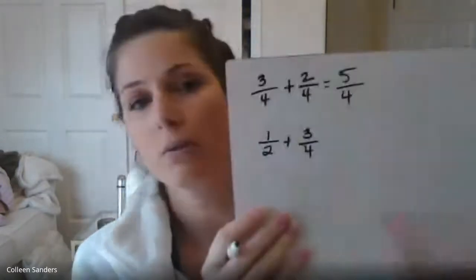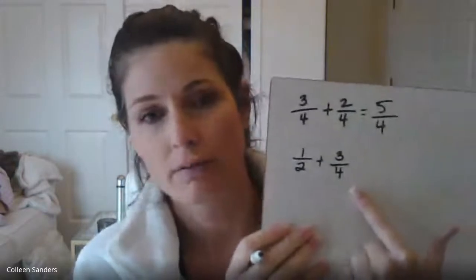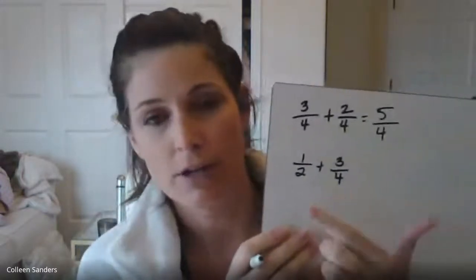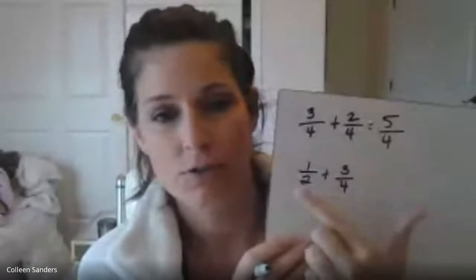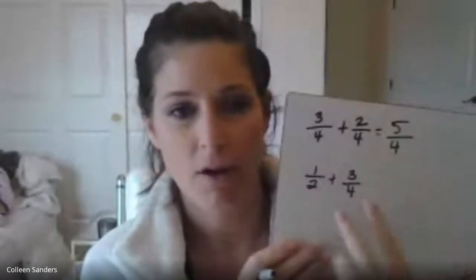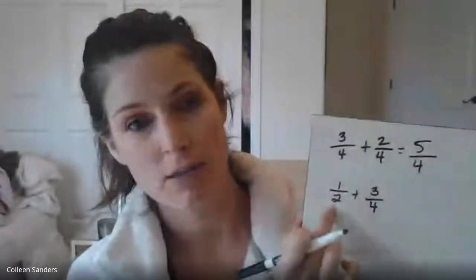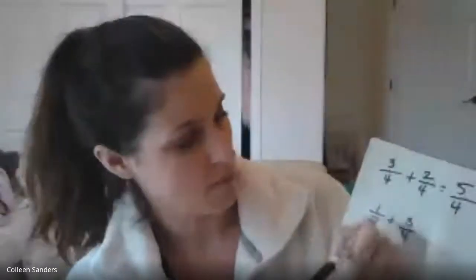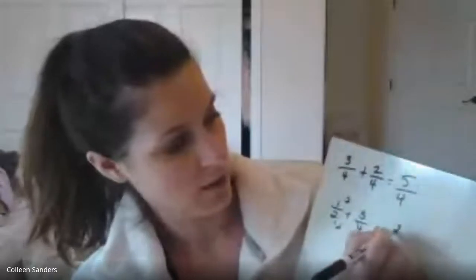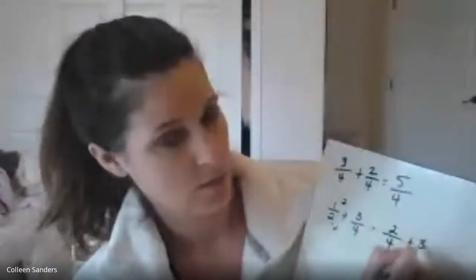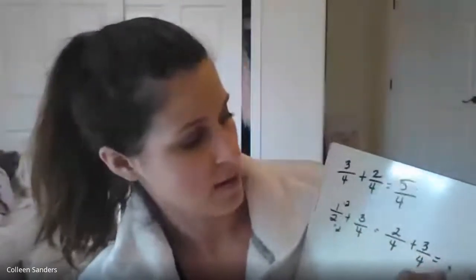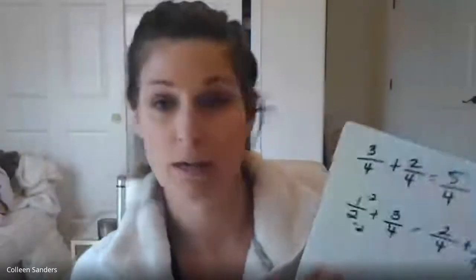If you have something like 1/2 plus 3/4, some of you can do that in your head if you are good at fractions, but otherwise you can't just add that mathematically. You have to make a common denominator. The common denominator is going to be 4. This one I would need to multiply the top and bottom by 2, so that it becomes 2/4 plus 3/4. And then that would be 5/4.